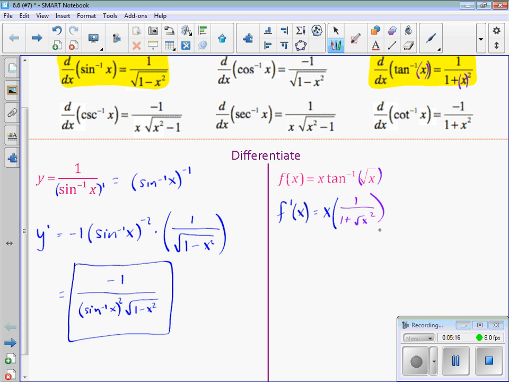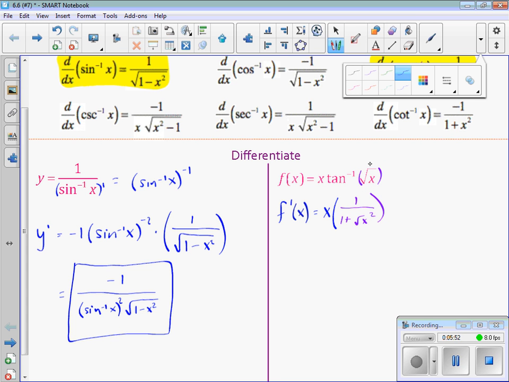How could I write that instead of how I've written it? 1 over 1 plus x. Okay, I'm just writing it like this for your notes so you can see why it's not squared. Okay, then this is the inside function, isn't it? So what do we have to do with that? So we left the x alone, and we're taking the derivative of this. So we took the derivative of the inverse tangent part. We left the inside alone, and then we multiply by the derivative of this.